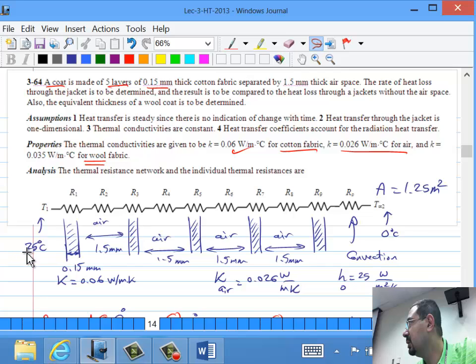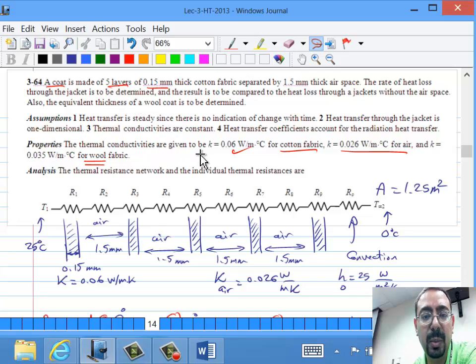And so those are 5 layers: 1, 2, 3, 4, and 5. Five layers of 0.15 cotton fabric, and they trap between them 4 layers of air, and the air is 1.5 millimeter. So 0.15 and 1.5, 0.15 and 1.5 air. The goal is to calculate the rate of heat loss through the jacket. How much is the Q that we'll be losing to the outside air?